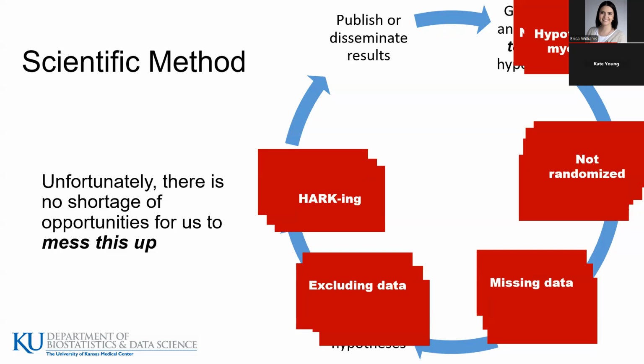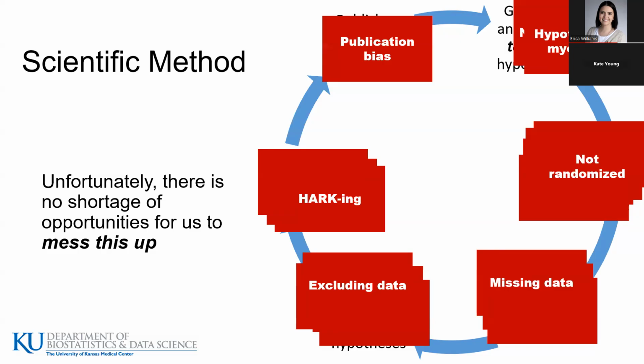And then HARKing, which means hypothesizing after the results are known. So coming up with a hypothesis after you look at the data, and then reevaluating your results using that hypothesis. And then publication bias, which is the tendency for studies with positive or significant results to be published more often than studies with negative or null results. And this skews the scientific literature, making treatments or effects appear more effective than they actually are.